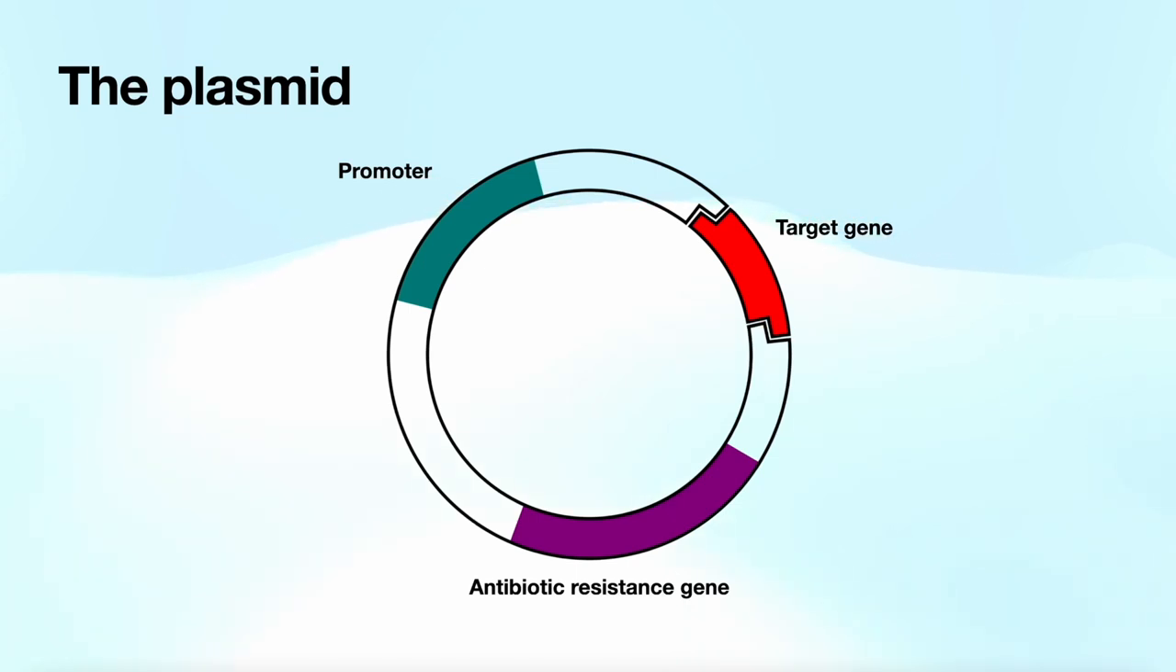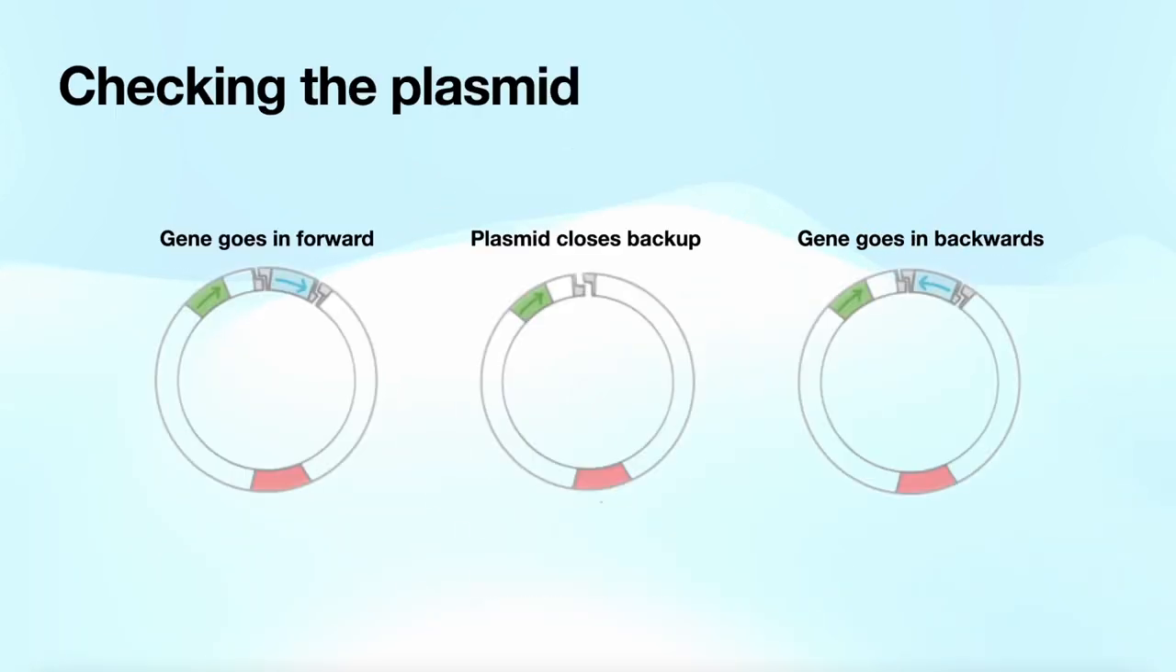Once the colonies are created, it is important to check the colonies to make sure that the plasmids contain the wanted plasmid in the correct orientation. Another possibility is the plasmid may not contain the target gene, caused by the plasmid closing up before the gene can enter, or it could have gone in but backwards. The backwards placement would mean that the gene will not be able to express the desired protein, making it useless.